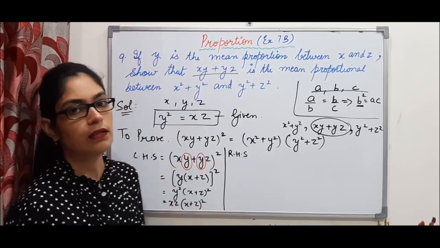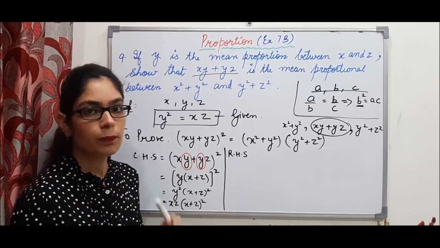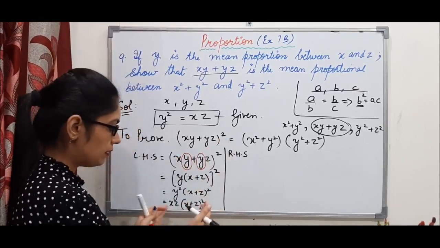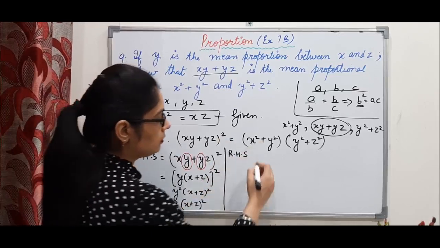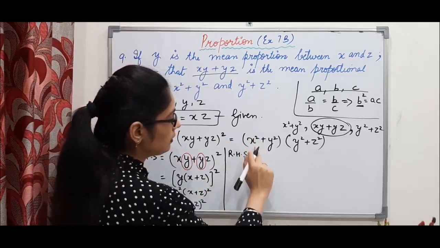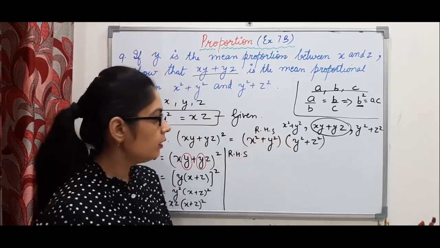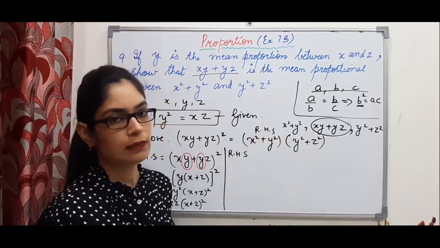Both ways are fine. Prove means anything we can do, but our left hand side should be equal to right hand side. So I am just leaving it here only. Now let's do this one. Right hand side, it is this, I have already written. So (x square plus y square) into (y square plus z square).